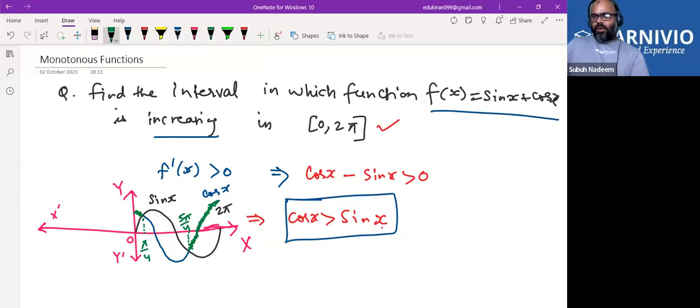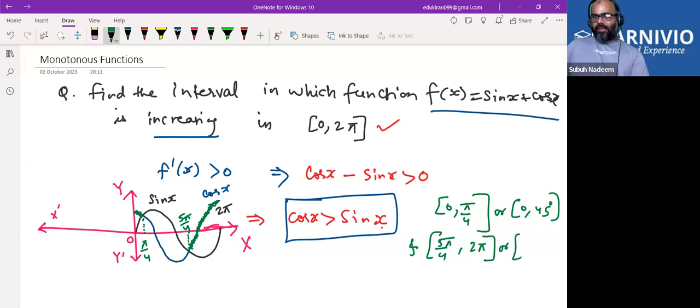That is 0 to pi by 4, or you can say that it is 0 to 45 degrees. And 5 pi by 4 to 2 pi, which you can say as 225 degrees to 360 degrees. Are you getting it? If you have any doubt, you can ask, just note it down.